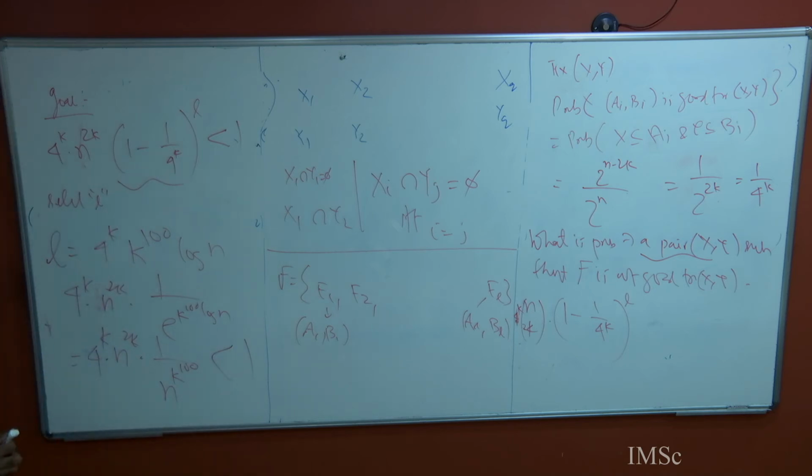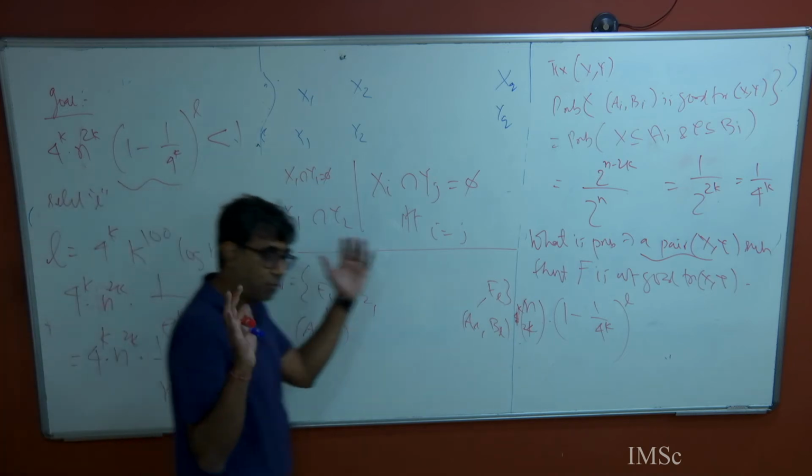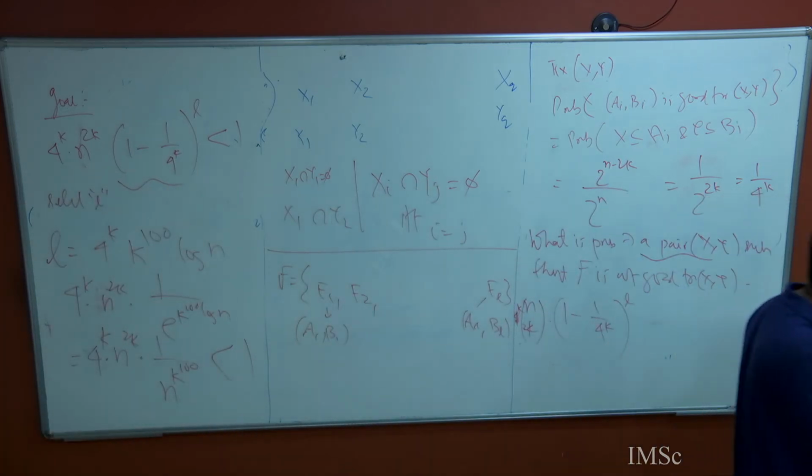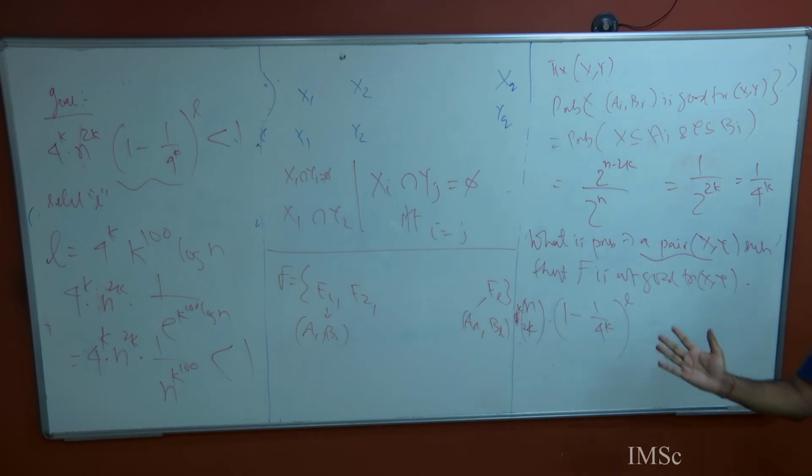Even k to the power 100 is an overkill; you can choose some k square. All I am saying is that I have shown there exists a family of size 4 to the power k, some poly k times log n, and this log n is just used to cancel this n to the power 2k. There is no reason otherwise, because I want this family to be good not only for one x and y, but for every possible x and y.